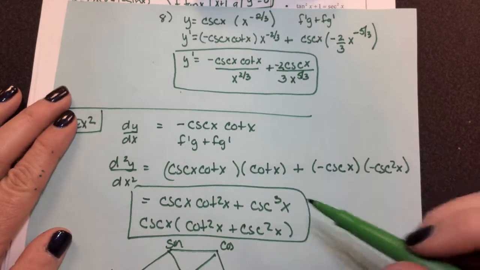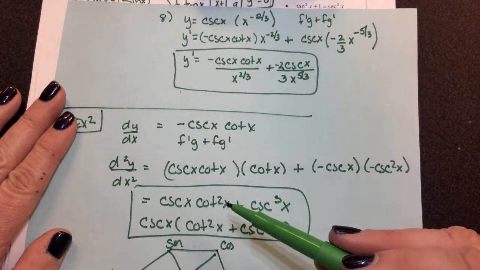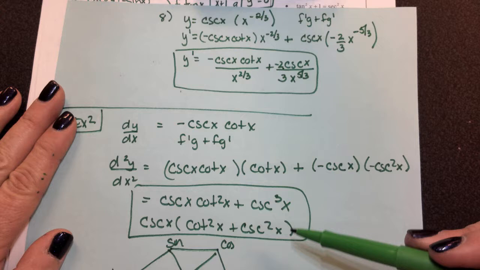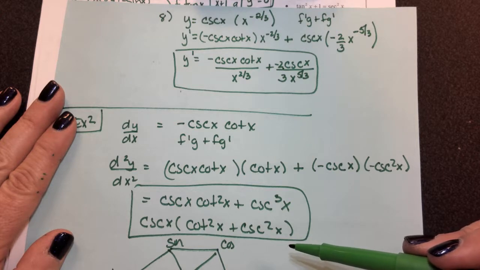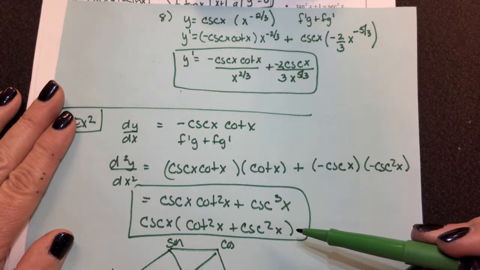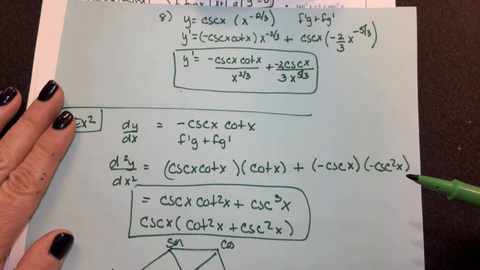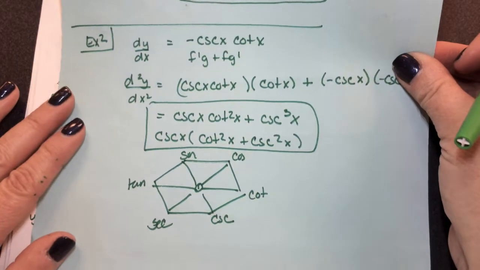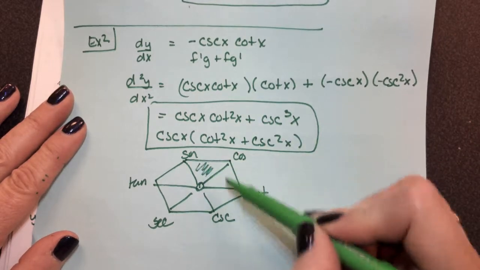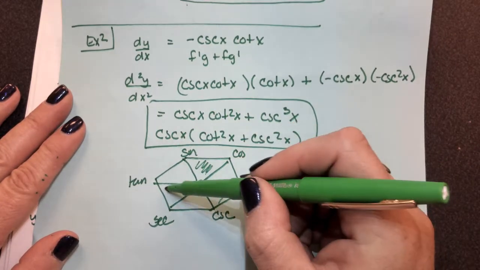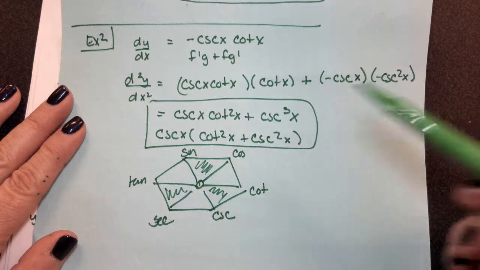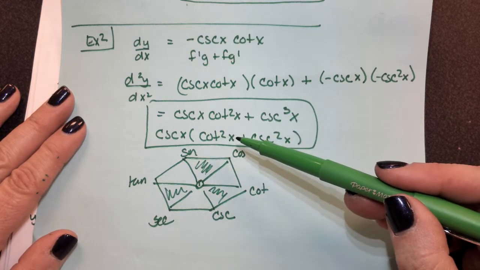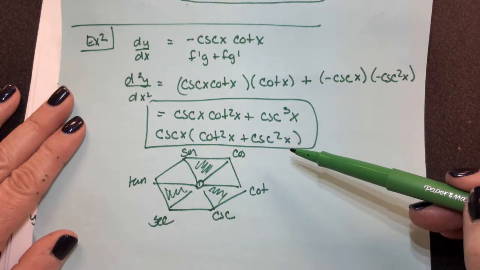I came up with cosecant of x cotangent squared plus cosecant to the third x, watch your signs. And then you could factor out a cosecant x out of the entire expression. Is it wrong if you don't do that? I would get in the habit of always doing it, because you really need to be on the lookout for Pythagorean identities now. Especially when you factor out a cosecant of x, notice you get a cotangent squared plus a cosecant squared.